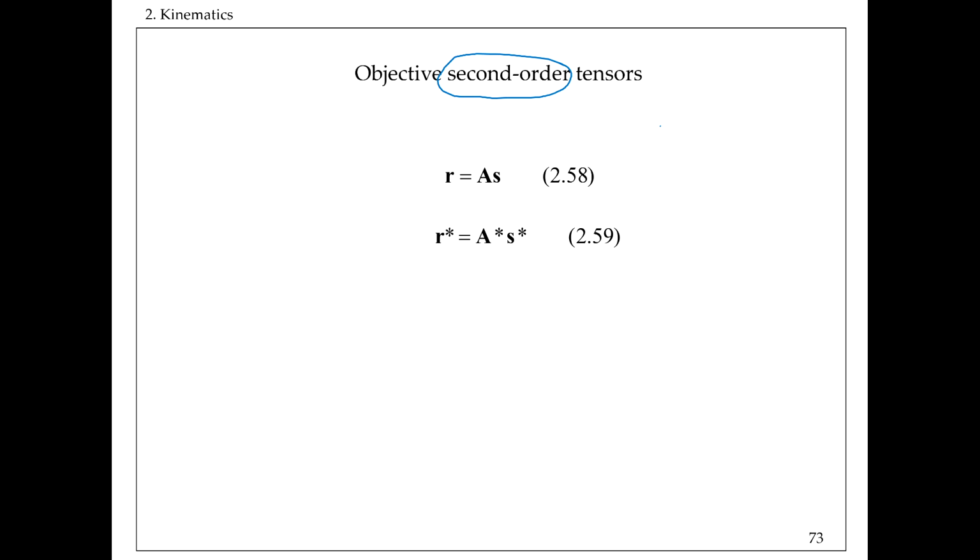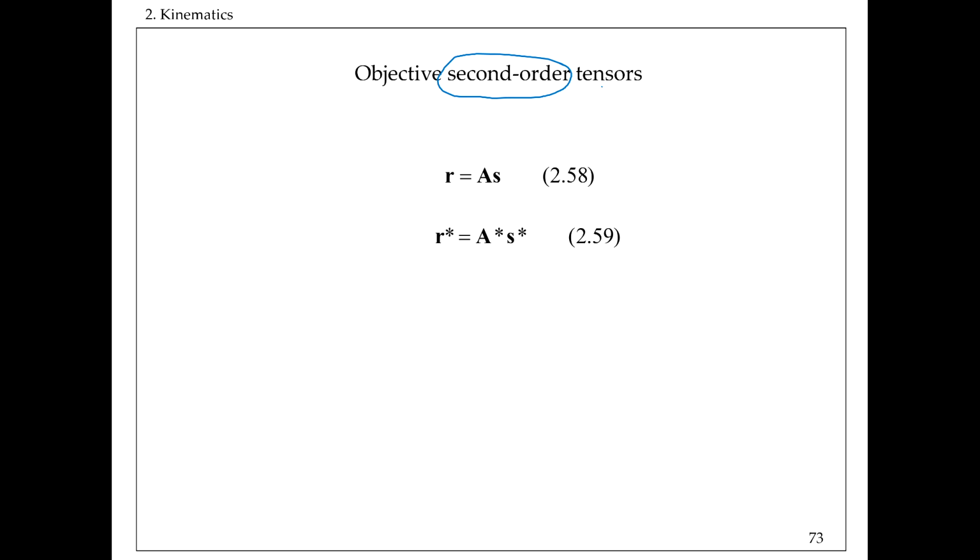Now we're going to look into second order tensors, and the objectivity of second order tensors is defined through vectors. Basically, what is a tensor? One way of looking at tensors is that a tensor is an operation, a mapping of vectors. Therefore, we define the objectivity of a second order tensor through vectors.